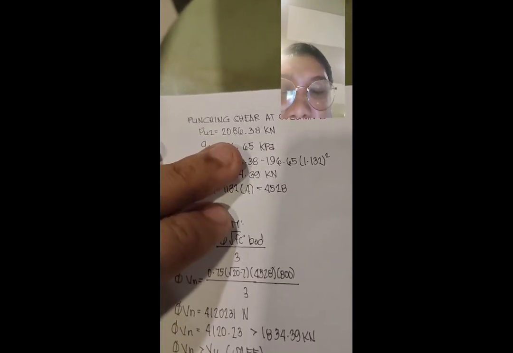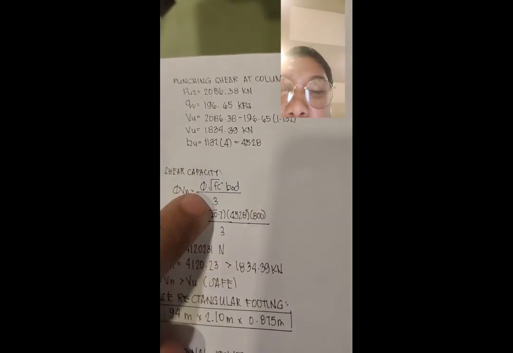So, ang punching shear at column B natin is PU2. Ayan na siya yung kanina. Ayan, 2086.38. Tapos, ang Q natin is kanina, 196.65. So, ang V natin, less lang natin yung P natin na PU2, less the QU, times 1.132 squared. Makukuha natin siya as 1834.39 kilonewton. And the BO natin is 1.132 times 4 is equals to 4.528 meters.